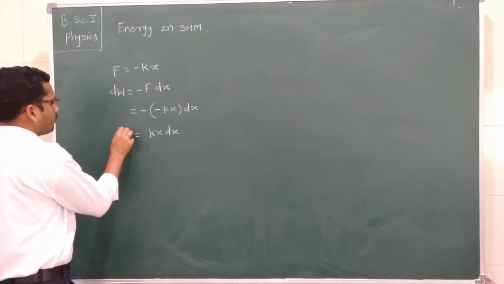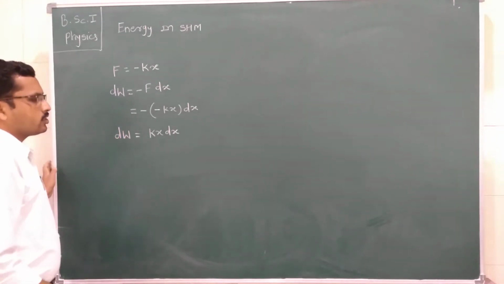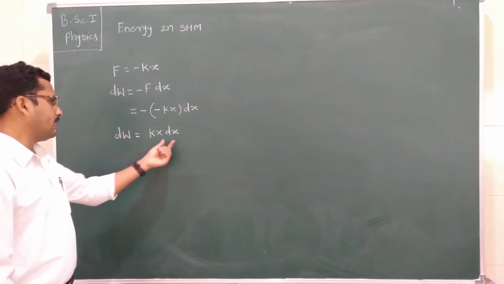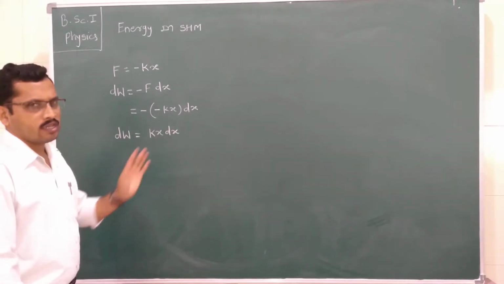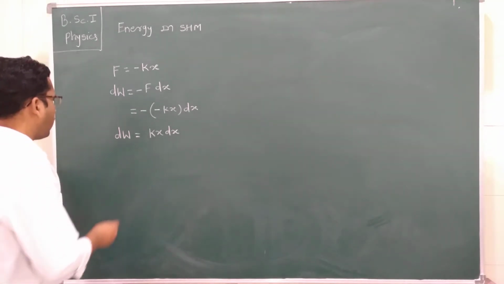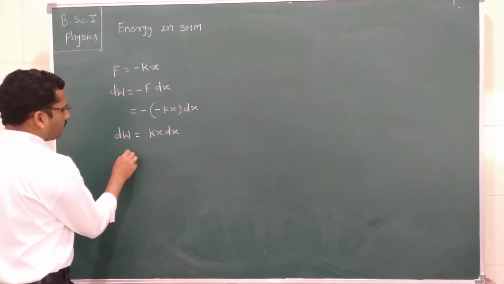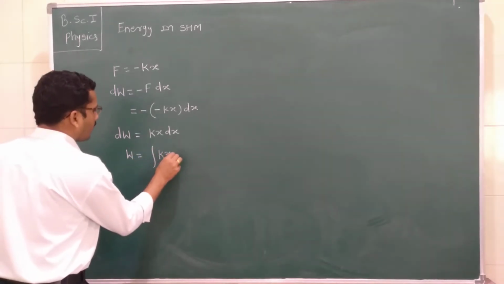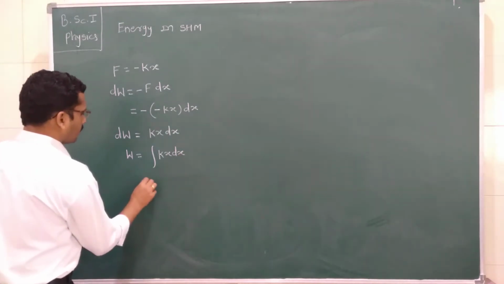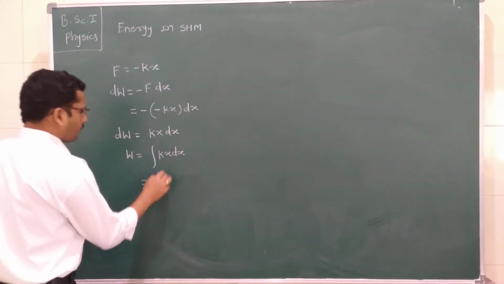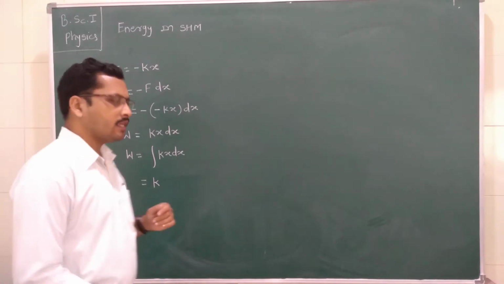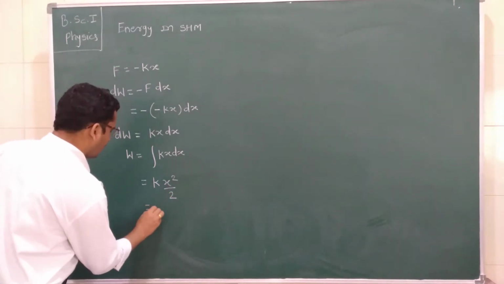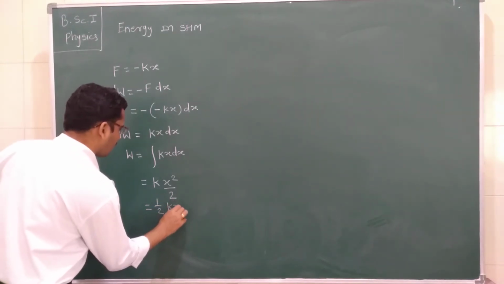So what is this dW? This dW is a small amount of work done to displace a body through an amount dx. So to find the total work done, W is equal to the integration of kx into dx, which is equal to k, and what is the integration of x dx? It is x square by 2. So we can write here it is 1 by 2 kx square.